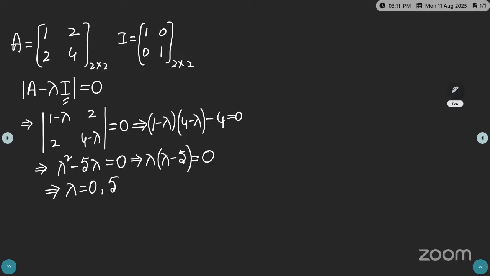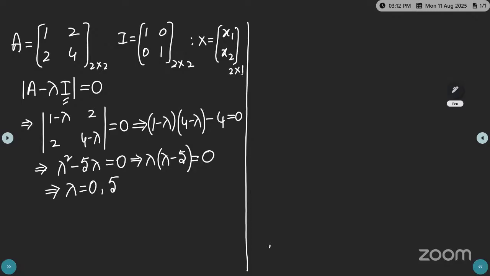Lambda equals 0, 5. What are these? వీటిని ఏమంటారు? Eigenvalues, or eigenvalues of the given matrix. If it is A and you are supposed to write X, the solution matrix also will be like this, 2 by 1. Now consider the system of equations A minus lambda into X equals 0.